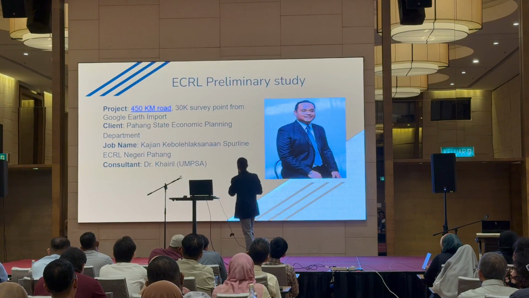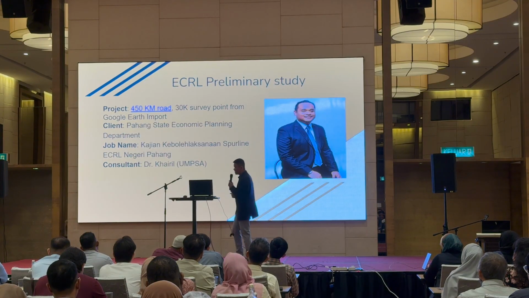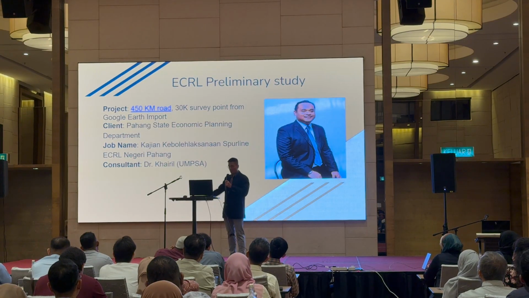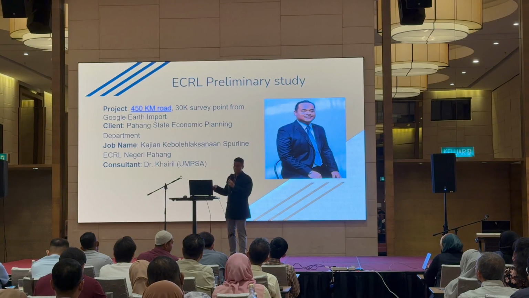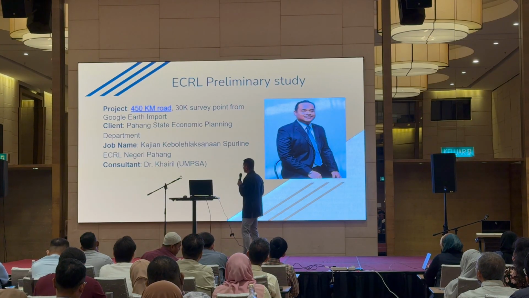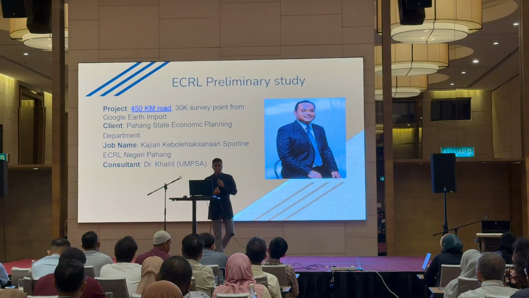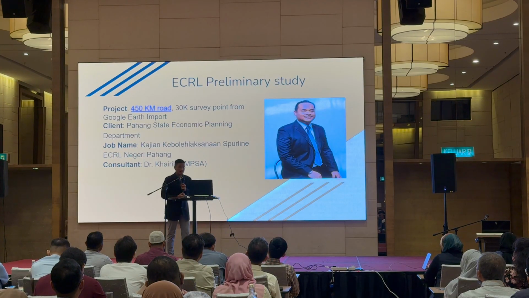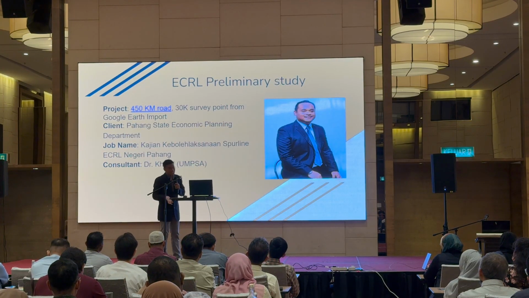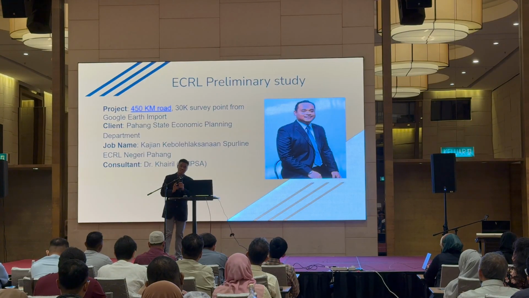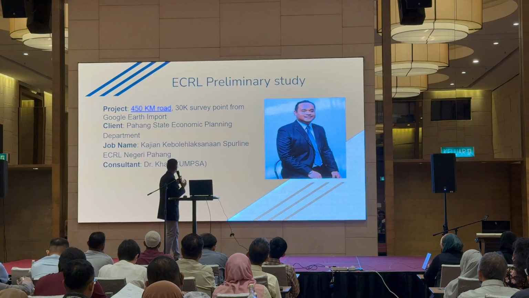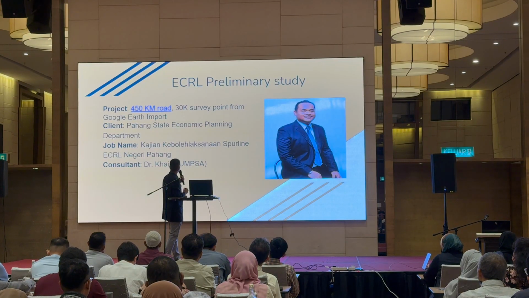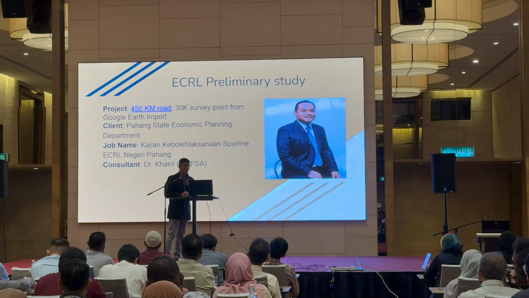On this ECRL, right? The railway going all the way from Kuantan, from the East Coast, all the way to Klang, all right? I just want to take this study as a benchmark example, okay? This is actually a project of 450 kilometer road, all right? It's a very long road. It's a preliminary study. That's why there is not too much emphasis placed on the detailed design. All right. So it has 30K survey points from Google Earth import.